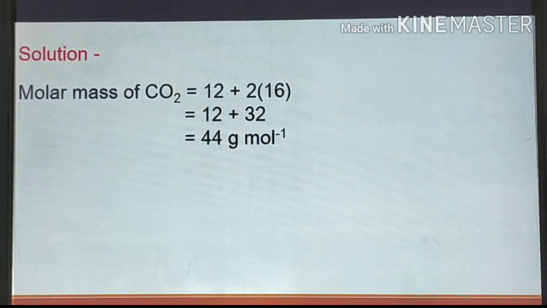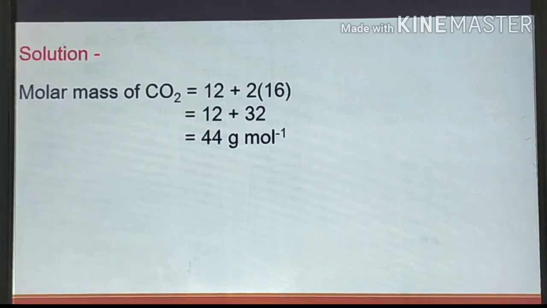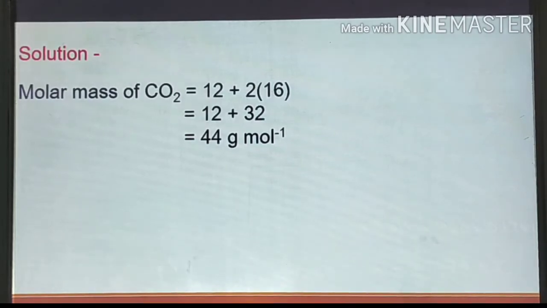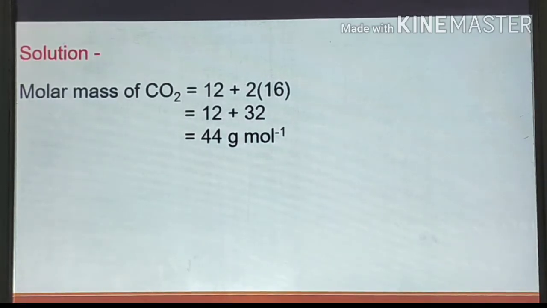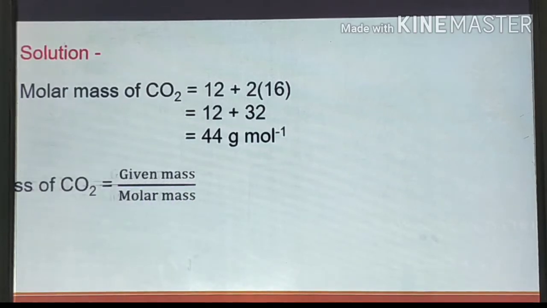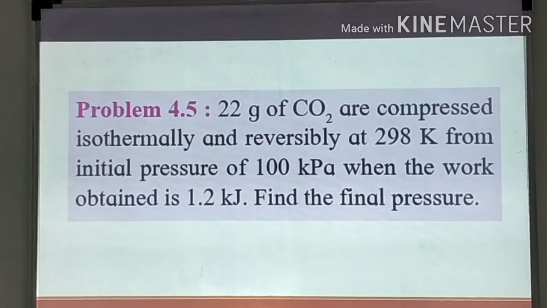First I will calculate the molar mass of carbon dioxide, because in this problem they have not given us the number of moles. So first I have to calculate the number of moles. How to calculate molar mass? By adding the atomic masses. Atomic mass of carbon is 12. There are 2 oxygen atoms. Atomic mass of oxygen is 16. So 2 into 16. So that comes out to be 44 grams per mole. See the next problem now.